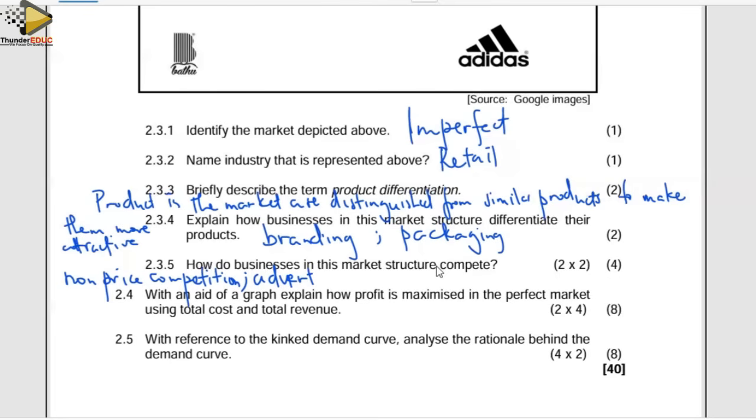Remember, we have informative advertisement, we have persuasive advertisements. They use all those different forms of advertisement to attract customers, which is non-price, or they can also use the internet, doing business over the internet. You can buy and pay over the internet. It's also another strategy which makes it convenient for the customers. So online shopping is a convenient way which they can use to compete with others.